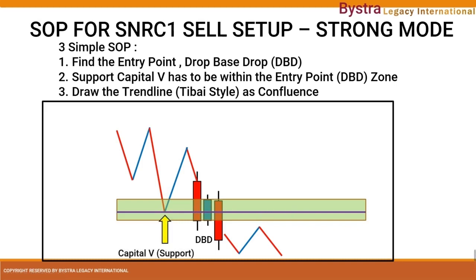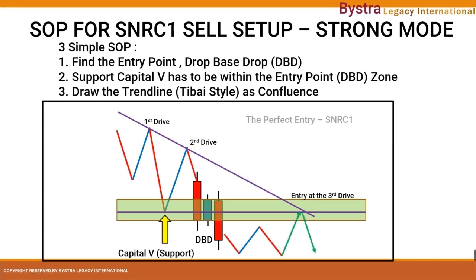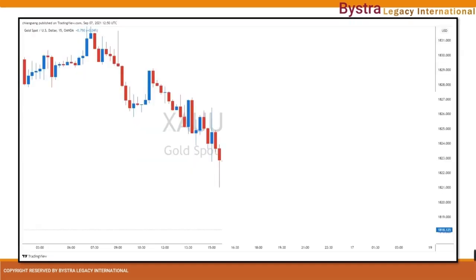Then next thing we should do is to draw our trend line. So we have the first drive, second drive, and we always entry at the third trend line. Price will then come into this area and continue on the downtrend. So this is the perfect entry for the SNRC1. Let's have a look at the MT4 chart example.